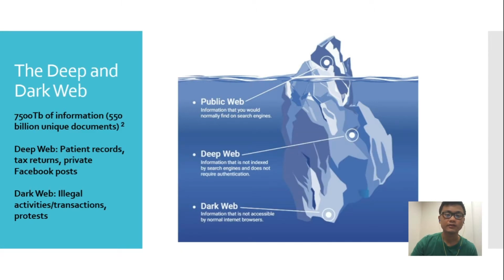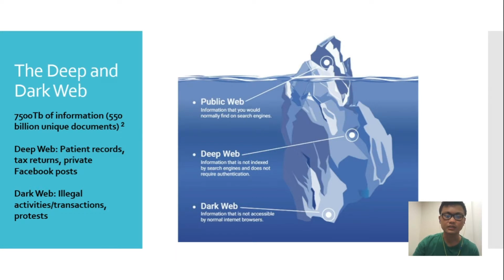However, a majority of the information on the web isn't available via these search engine searches. That's where the deep and the dark web come into play. The deep web and the dark web are encrypted, meaning that they're sort of hidden from these searches. Information on the deep web includes things like electronic health records, Facebook posts that you choose only to share with your network of friends.